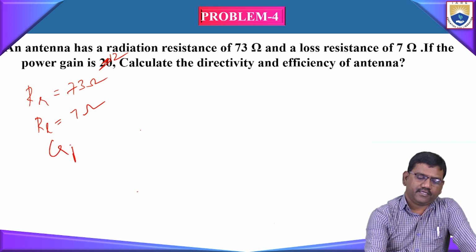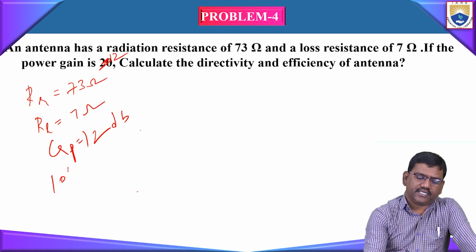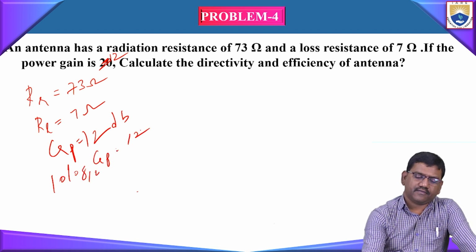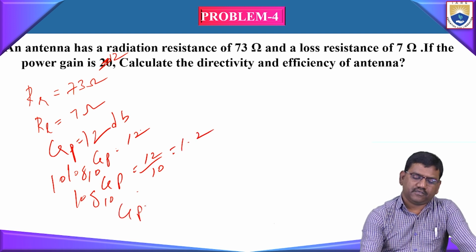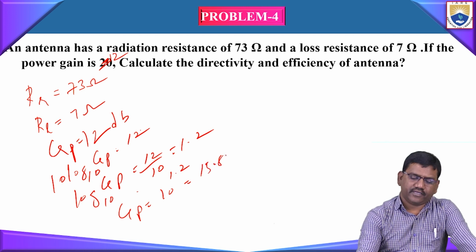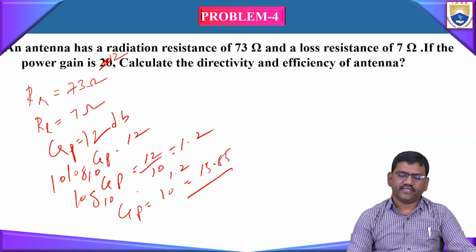So GP is given as 12 dB here. We know that 10 log GP base 10 is equal to 12, and log GP base 10 is equal to 12 by 10, which is equal to 1.2. So GP is equal to 10 power 1.2, which is 15.85. So GP is taken as 15.85 here.